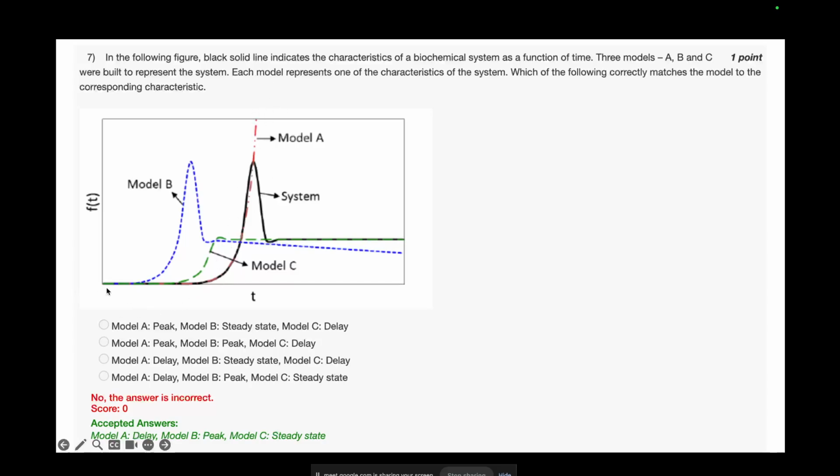But the delay is actually shown by model A, which is the red line, which shows the delay in achieving that peak, and the steady state is this part of the function, which is given by model C. This is pretty clear, I think. If you have any questions, please ask. So model B is showing your peak, model A is showing the delay in getting to that peak, and model C is showing the saturation.